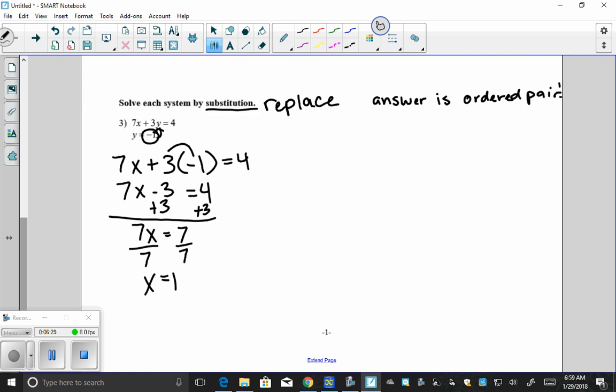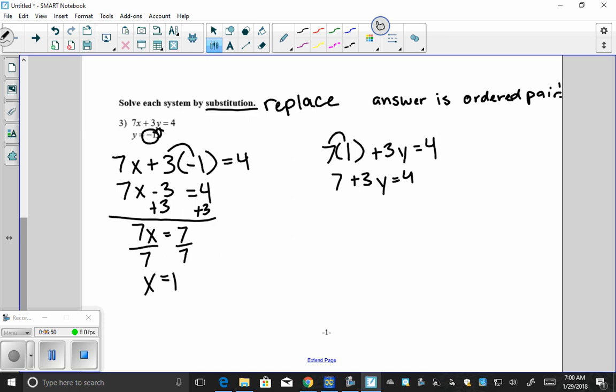It is still an ordered pair. So I have to find what my other value is. So I'm going to plug it back in. 7 times 1 plus 3y equals 4. 7 plus 3y equals 4.